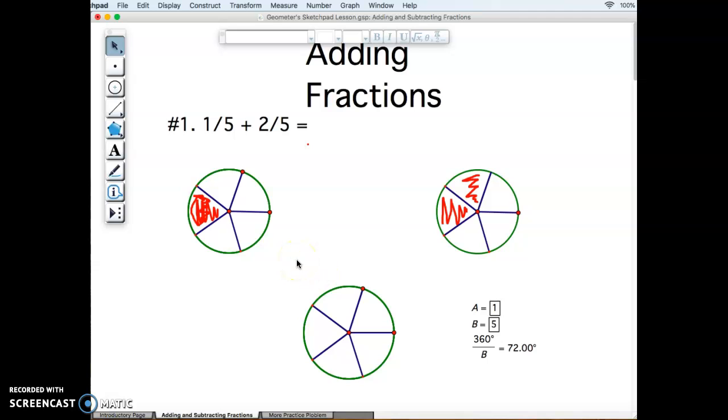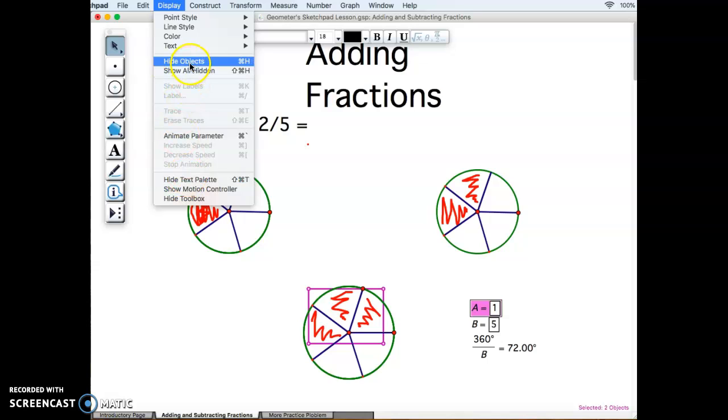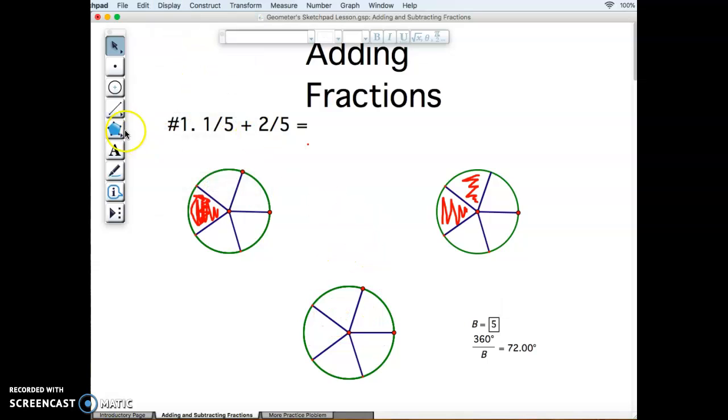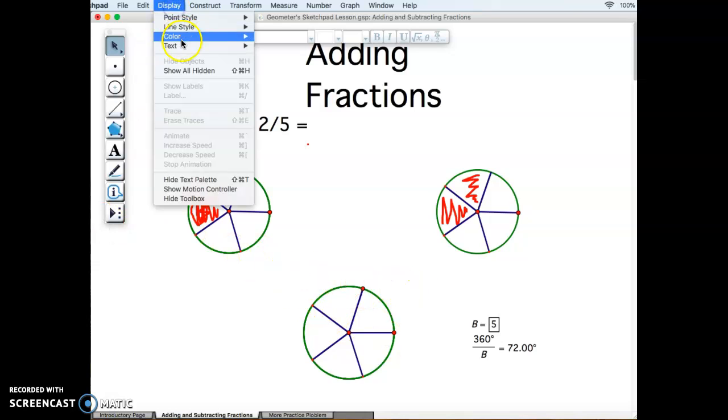So again, 1/5 plus 2/5 is really 3/5 here. And there's a way to hide this. This isn't really super important, so you can go to display and then hide objects. Oh, excuse me, I accidentally hid those two things. Let's go to display, show all hidden.